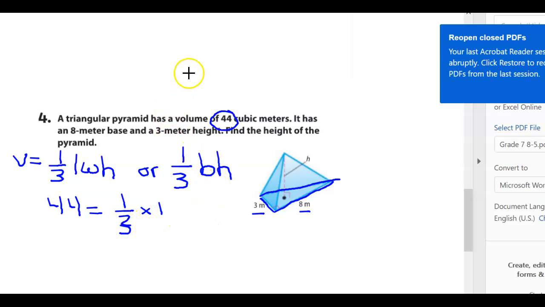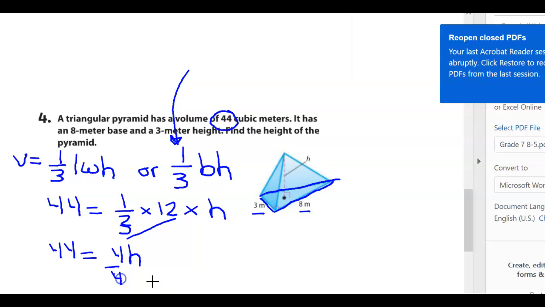I said 1/2, but we need to make that a 1/3. Sorry, you guys. So the volume is 1/3, the base, which is 12, times the height. So what we have is 44 is equal to 1/3 of 12. 1/3 of 12 is going to give me a 4, so that's going to be 4h. Now I just need to divide both sides by 4. So the height will be 11.